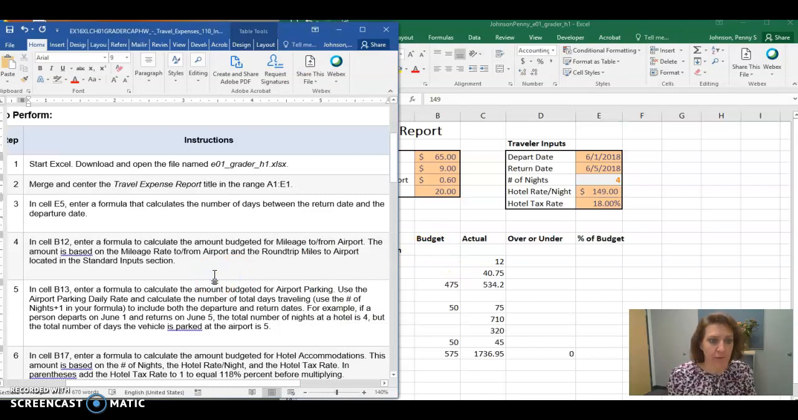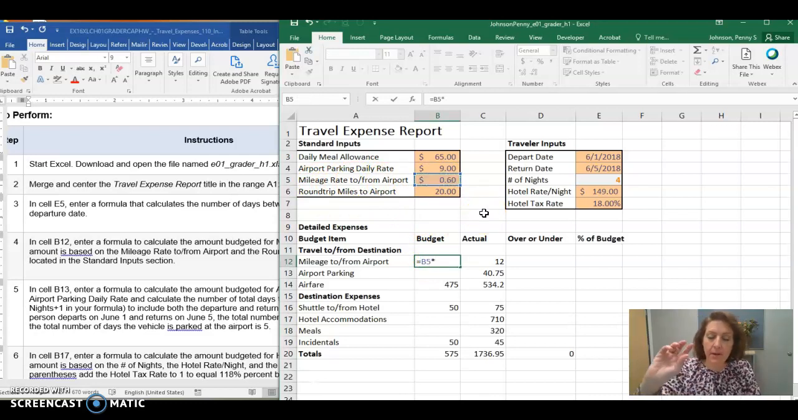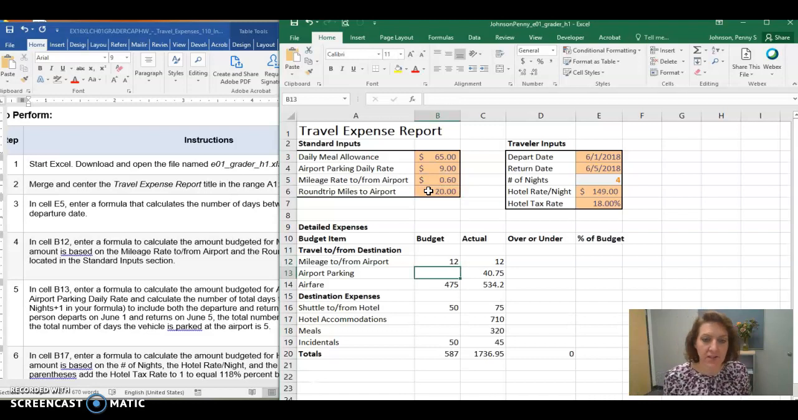Okay, let's move on to step 4 then. In cell B12, enter a formula that calculates the amount budgeted for mileage to and from the airport. The amount is based on mileage rate and round trip miles. So I'm going to start by clicking on cell B12 there, and as always, I'm going to start with the equal sign. And where's my mileage rate? Here it is, B5, and I'm going to do rate times then the round trip miles to airport, B6. So B5 times B6, give that an enter and see what you get for an answer there.